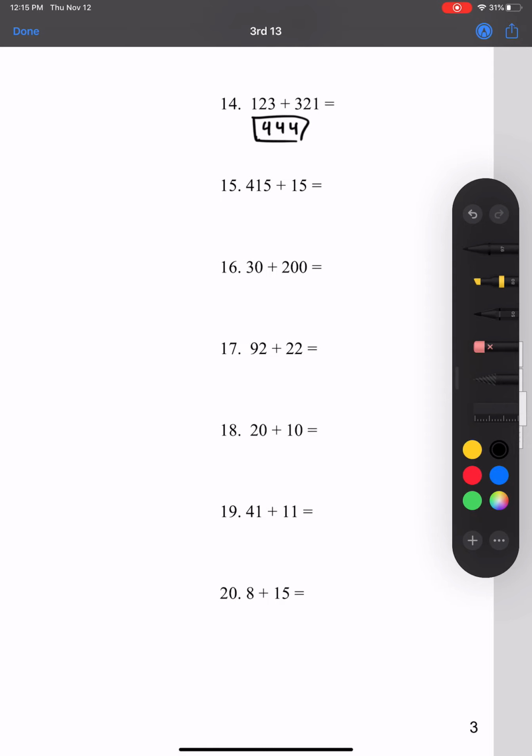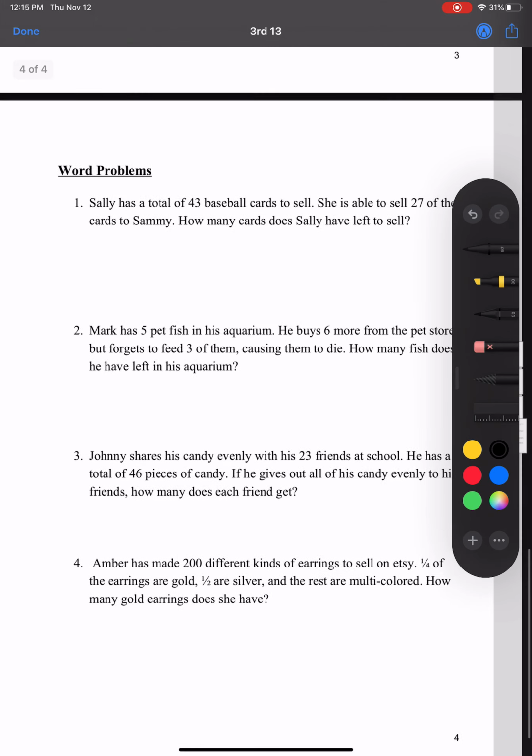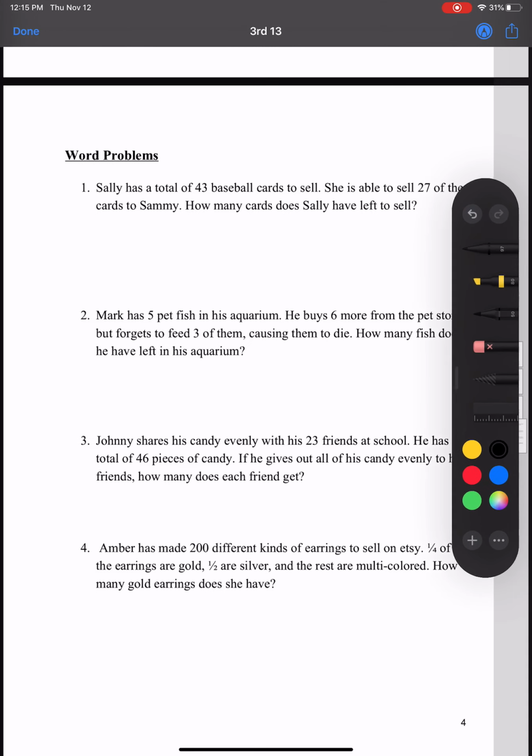200 plus 30: you just transfer the 3 to the tens place, and you get 230. Yeah, I think that's it. There's no more hard questions that you would struggle with. Okay, last worksheet, word problems.